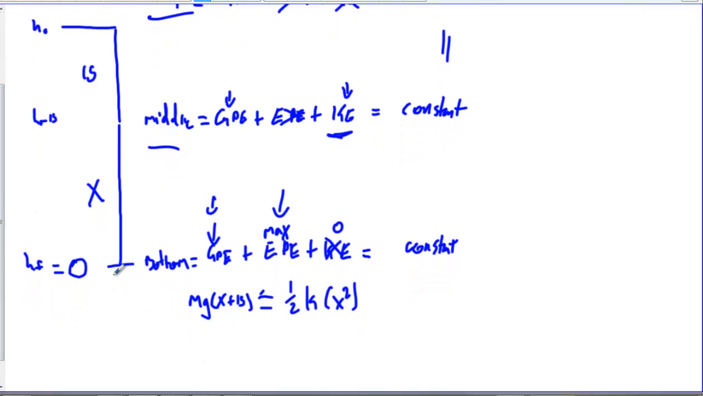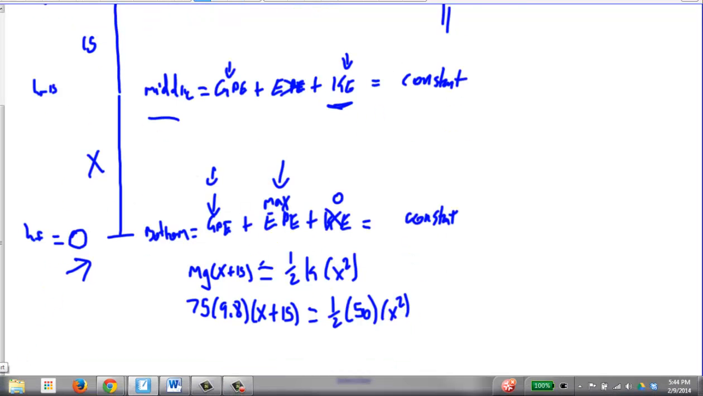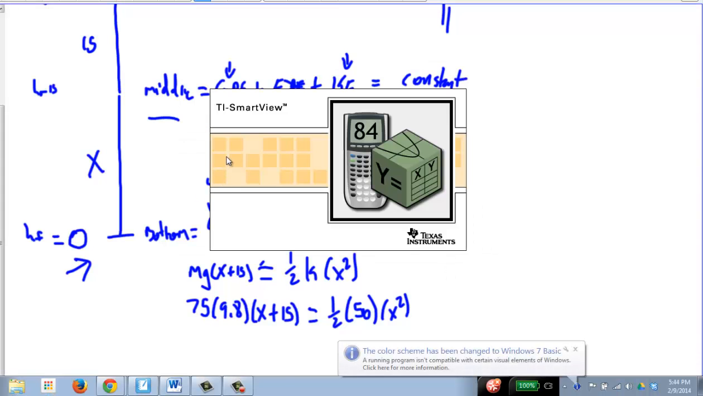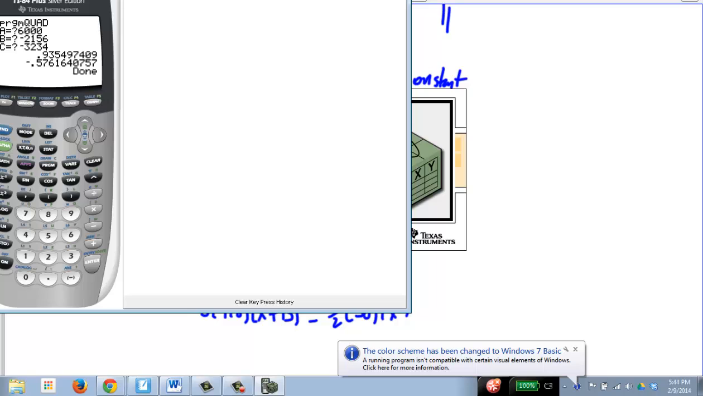So since I established my 0 as this, I know all this stuff. I know Dave has a mass of 75 kilograms. It told us in the problem. I know g is 9.8. I don't know x, but I can hopefully solve for it. And this is equal to 1/2 times the spring constant, which it told us was 50. And again, I don't know x. I'm trying to solve for it. So I'm going to grab my calculator, and we'll see if we can get some of these numbers taken care of so we can get this problem solved.